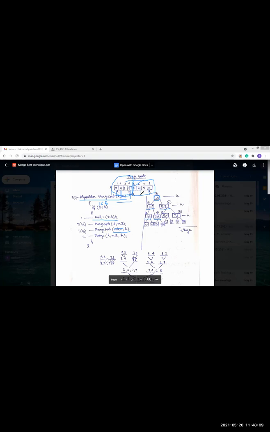So this part will again be divided into two parts. What will be the two parts? One is low to mid, that means 5 to 6. And another is mid plus 1 to high, that means 7 to 8. So this is divided again into two parts. After that, what are our elements? Now there are two elements present in our list, here 1 comma 2.